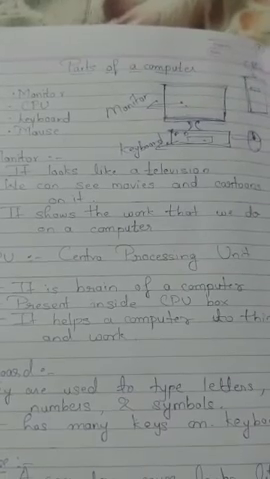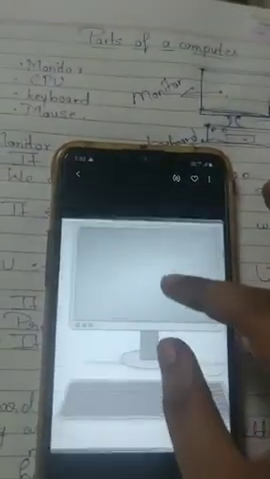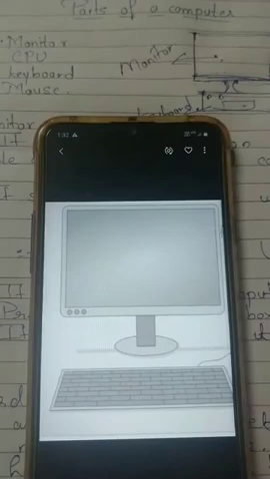How does a monitor look? It looks like a television screen. Got it? Afterwards, the next one is the CPU.